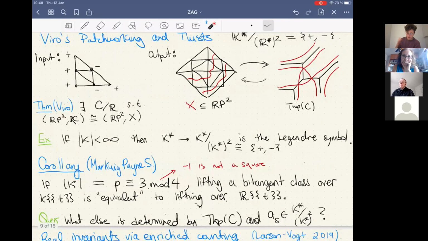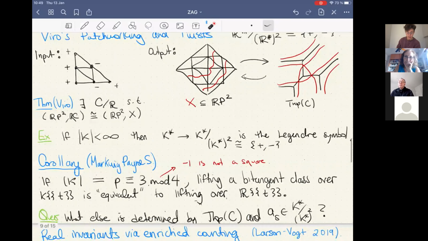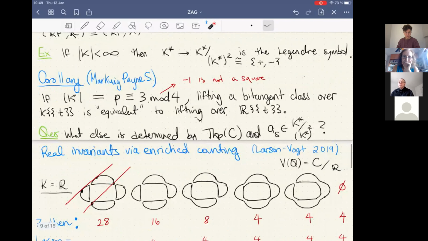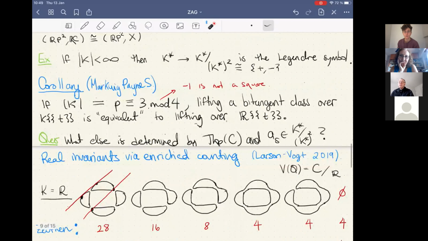So this lifting over non-algebraically closed fields of the bitangents was what we first needed to do in order to consider this enriched, a tropical approach to this enriched counting of the bitangents to quartic curves that was initiated by Larson and Vogt. So remember that over the real numbers, I'm going to get into this enriched counting, but again, via the real perspective, because that is one of the interesting things of these enriched counts that they propose.